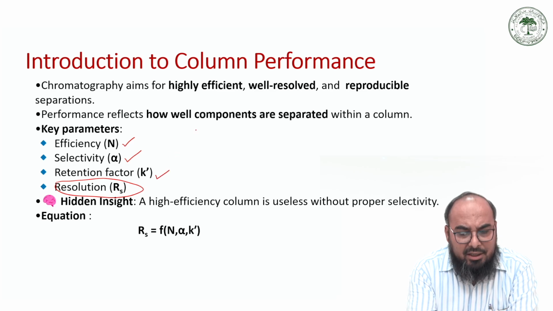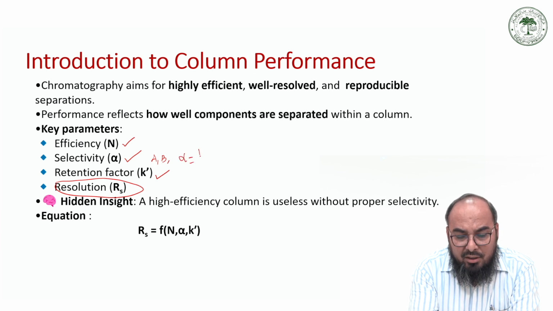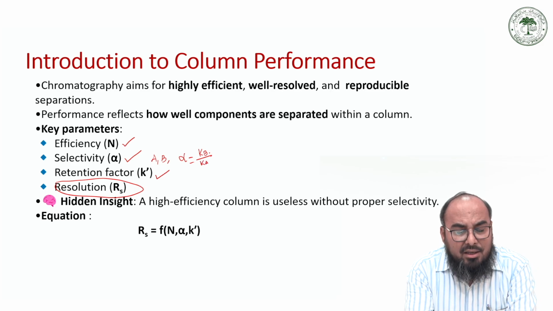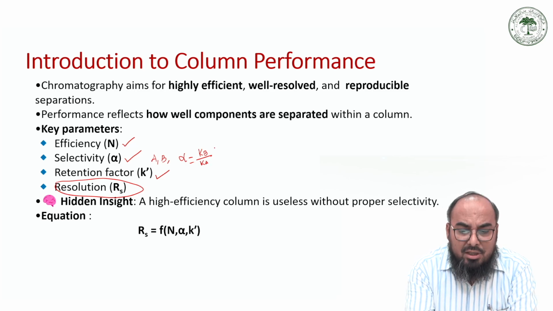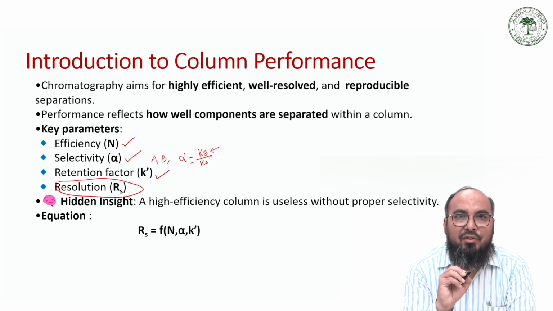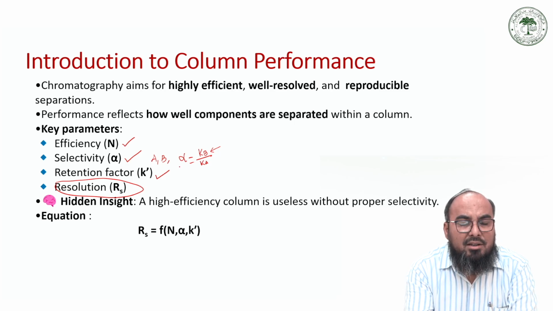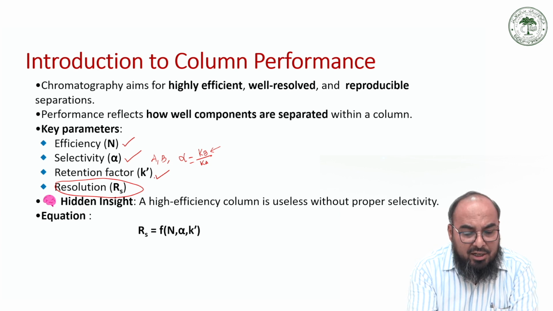We know that for a two component mixture, selectivity can be defined as kB upon kA, where kB is the distribution constant of solute B and kA is the distribution constant of solute A. Solute B is the one that has the maximum or strong interaction with the stationary phase. Similarly, we are going to study the efficiency in terms of the retention factor.